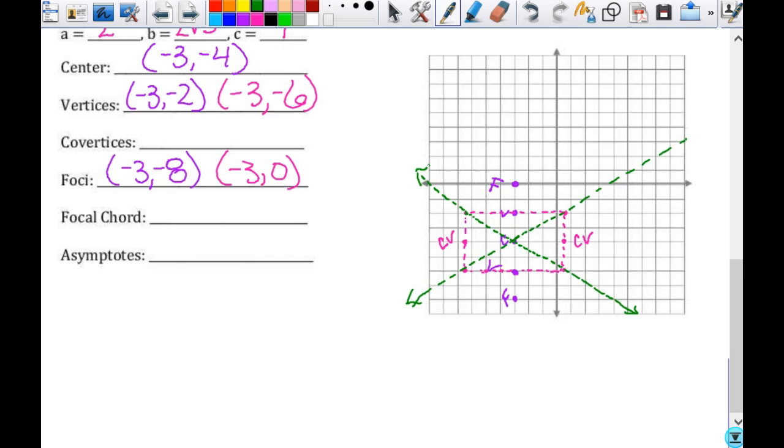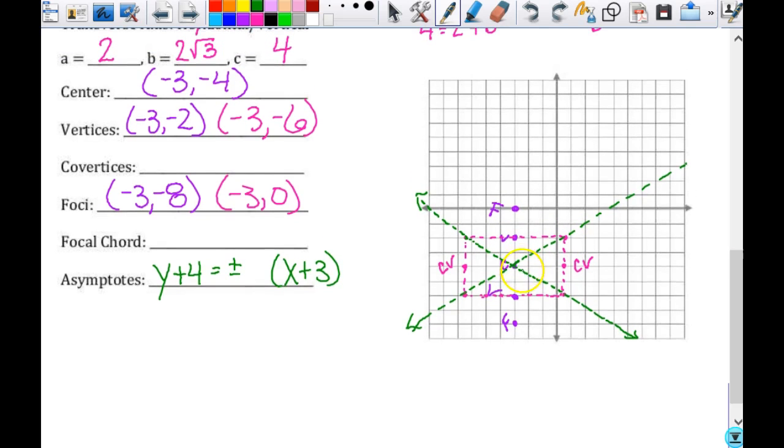All right, so I've got my asymptotes in there. I can go ahead and write the equation for my asymptotes. It's going to be y, I use the center, plus 4 equals plus or minus something, and then x plus 3. So this time, it is rise over run. It is b over a, right? No, it is a over b. Dang it. It is a over b. So I'm looking for a over b, and that is 2 over 2 square root of 3. Now I can reduce that, and that gives me 1 over the square root of 3.